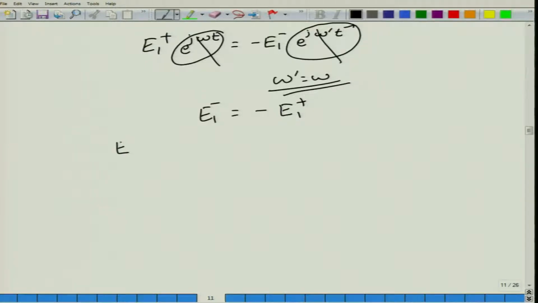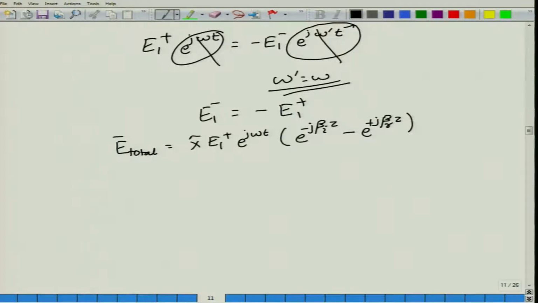Therefore, I can go back and rewrite the total electric field as x hat, E1 plus is common, e to the power j omega t is also the same because the frequencies are the same. So, you have e to the power minus j beta i z minus e to the power plus j beta r z. Now, what about beta i and beta r?